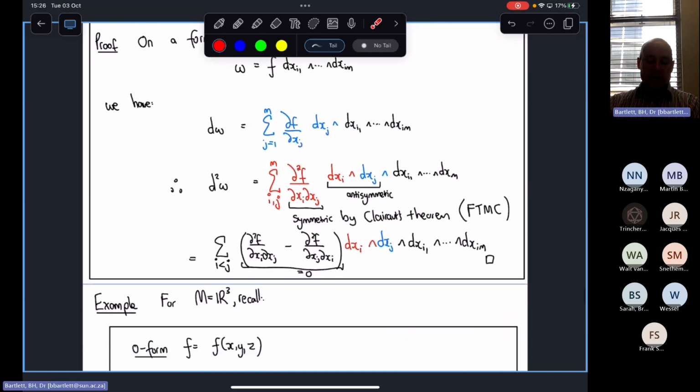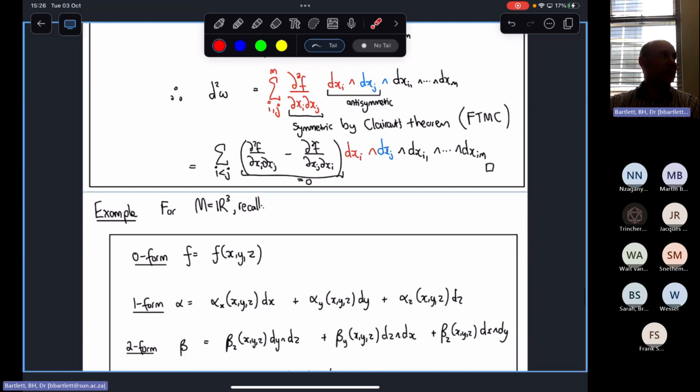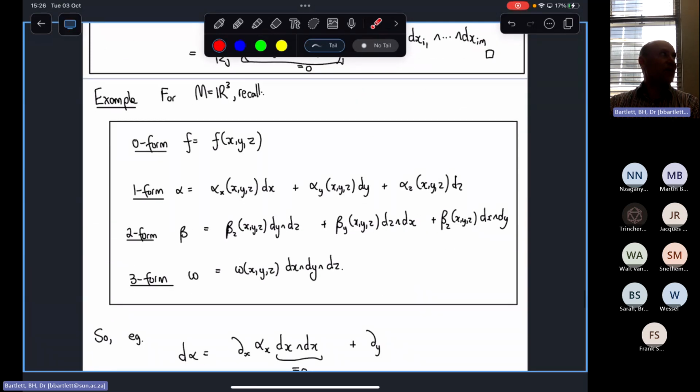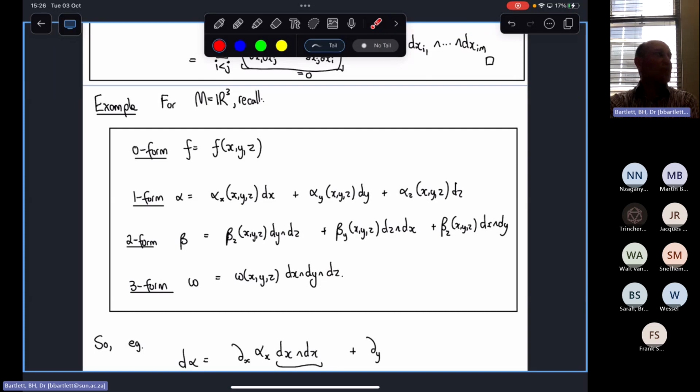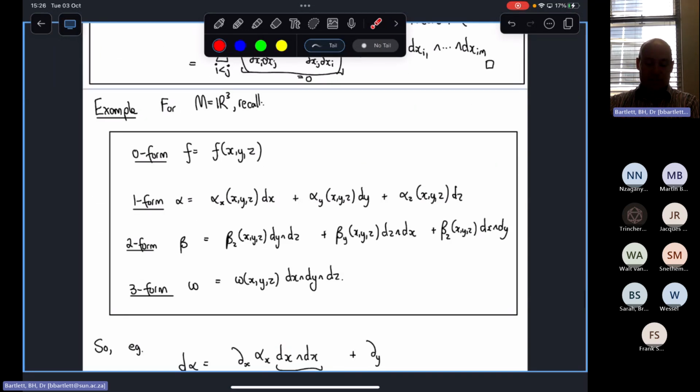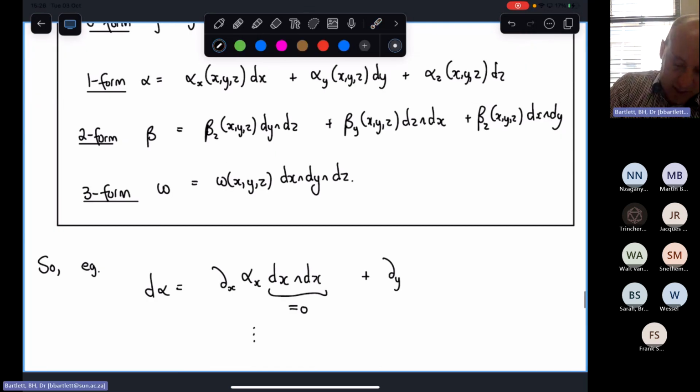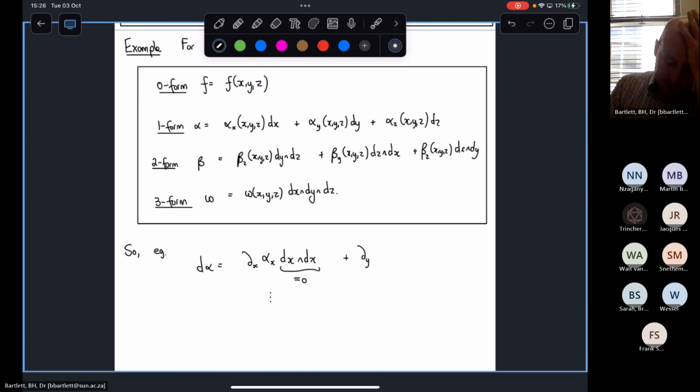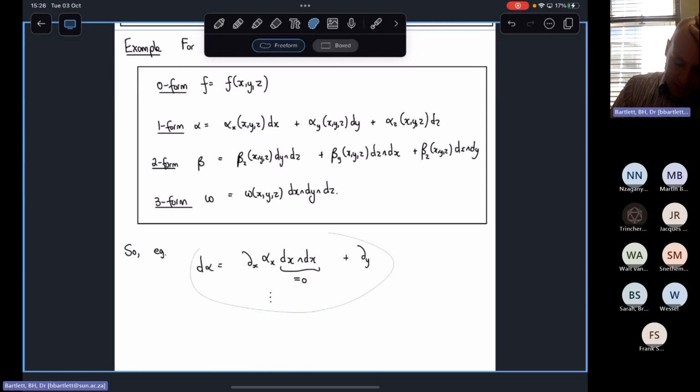So let's go ahead for R3. Remember, this is what our 0 forms, 1 forms, 2 forms, and 3 forms look like. So let's calculate what d does to these guys. Let's do a little calculation here. So let's see. Let's do it slowly.